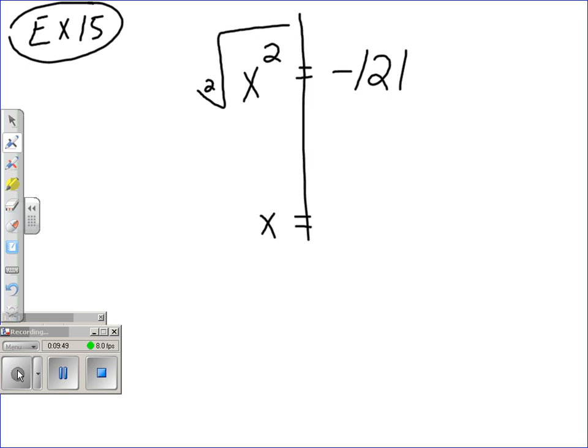Don't forget to do it to both sides. So remember, the square root cancels the square, leaving just your x. And on the right side, don't forget, squeeze in a little plus or minus. Every time you take a square root, remember it's got two answers, a positive and a negative answer.